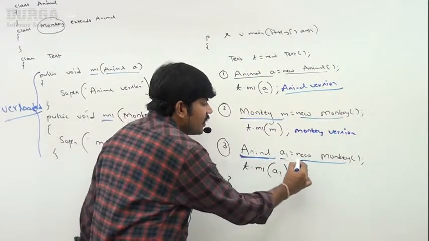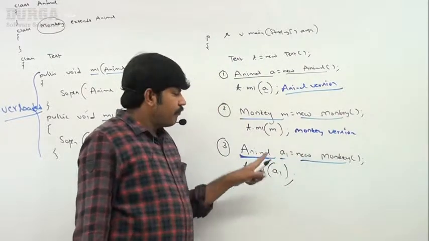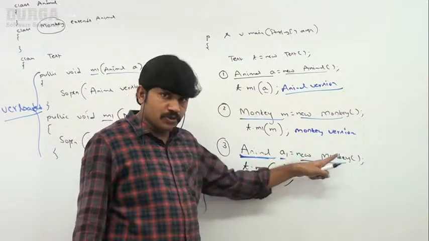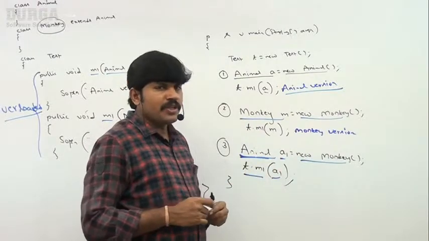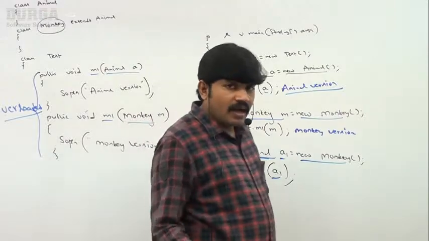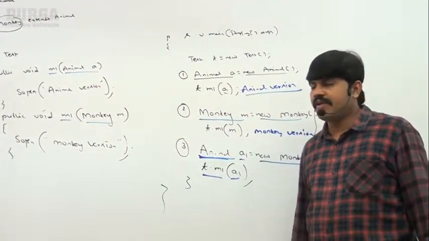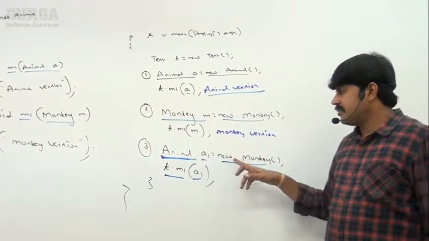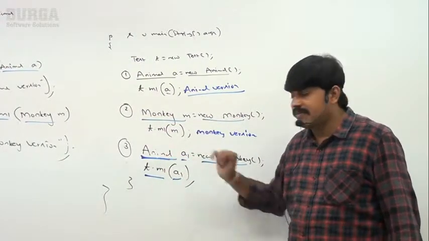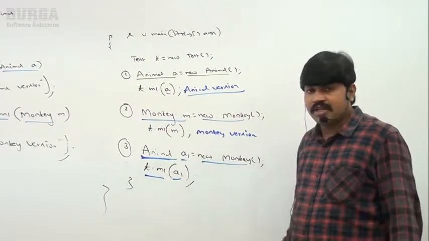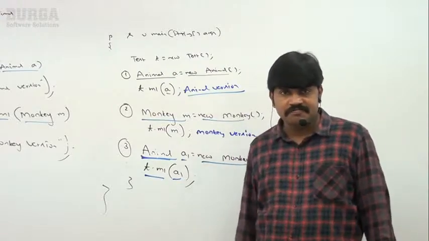Animal a1 = new Monkey(). Parent reference can be used to hold child object. t.m1(a1). Can you please tell, animal version or monkey version? Very, very important. Animal version or monkey version, because both methods are there. There is one method which can take animal type. There is one method which can take monkey type. Who is going to get the chance?